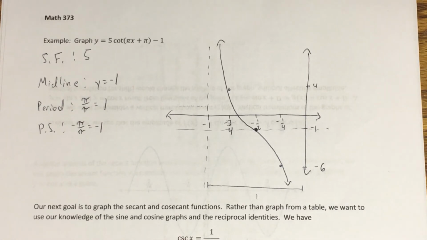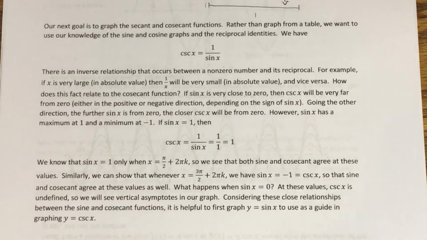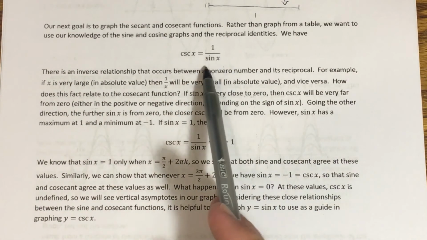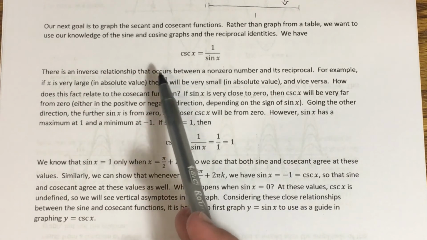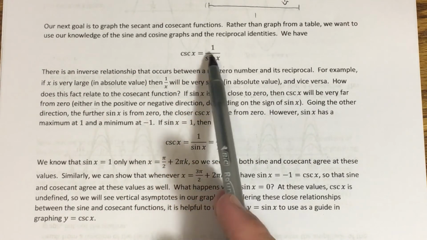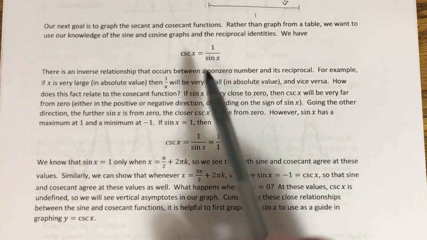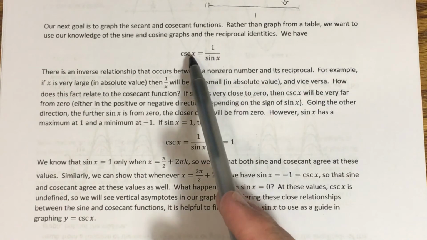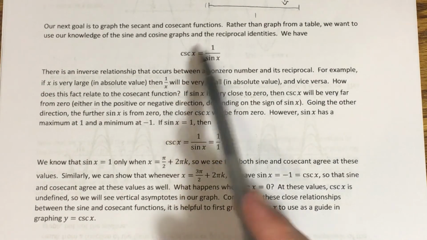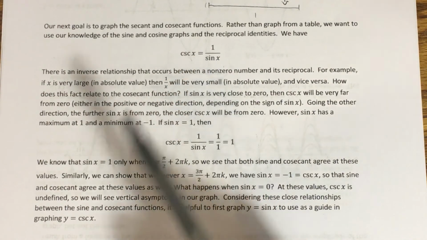Secant and cosecant, it turns out, is going to be a lot easier to graph, because really both of those, as we're going to see, just kind of boil down to graphing a sine or a cosine function and then doing something with that. So let's start by looking at the cosecant function. Cosecant, by definition, is the reciprocal of the sine function. And so when we're graphing the cosecant function, we're first going to be looking really closely at what sine is doing. Now, because one of these is the reciprocal of the other, we say that these two things have an inverse relationship to each other.